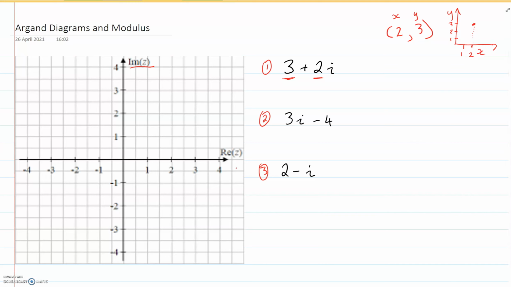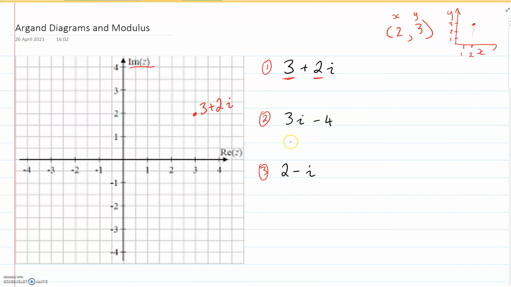So if we take point 1 here, 3 plus 2i, again, we go to 1, 2, 3 on the real axis because it's the number 3. And then you go up to 2 on the imaginary axis, and that's your point. So this is point 1, 3 plus 2i.